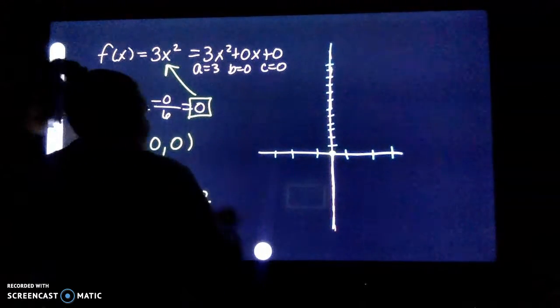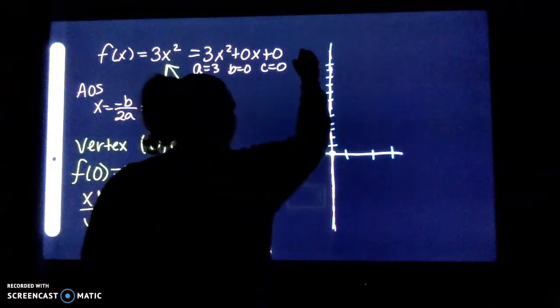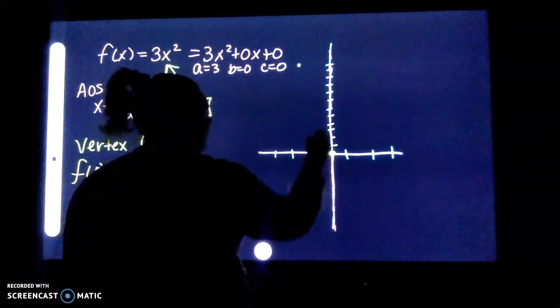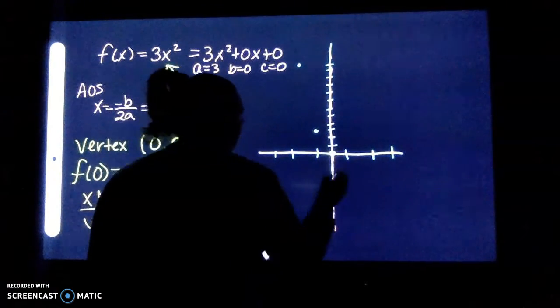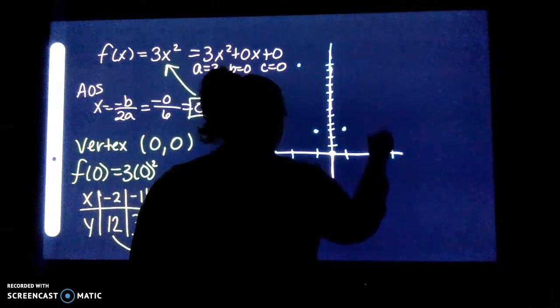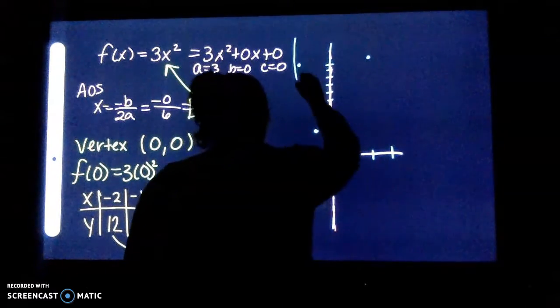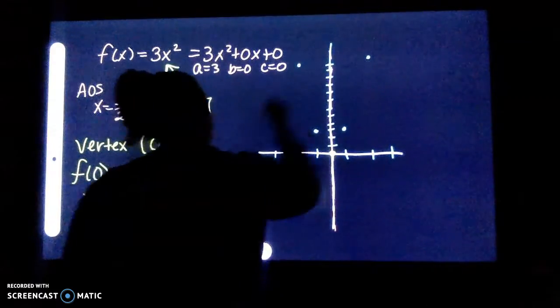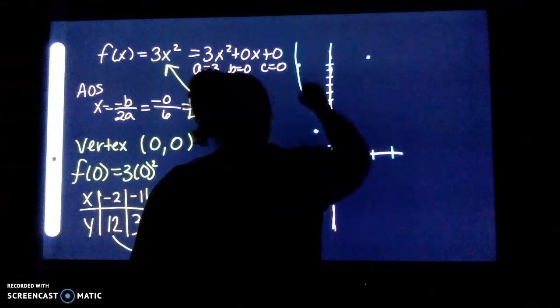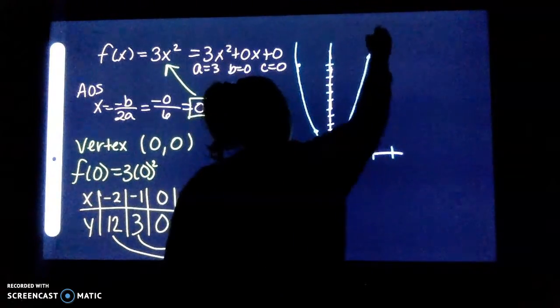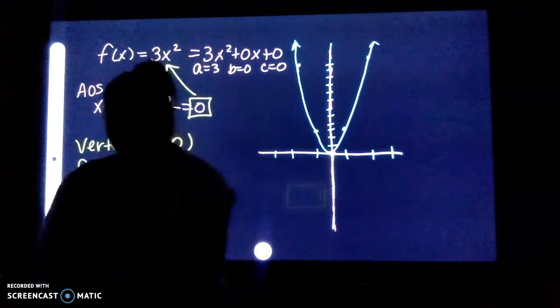I like to work from left to right. So at -2, I had a positive 12. At -1, I had a positive 3. At positive 1, I had a positive 3. And at positive 2, I had a positive 12. I can go ahead, oh, that was really bad, and draw the graph through these points.